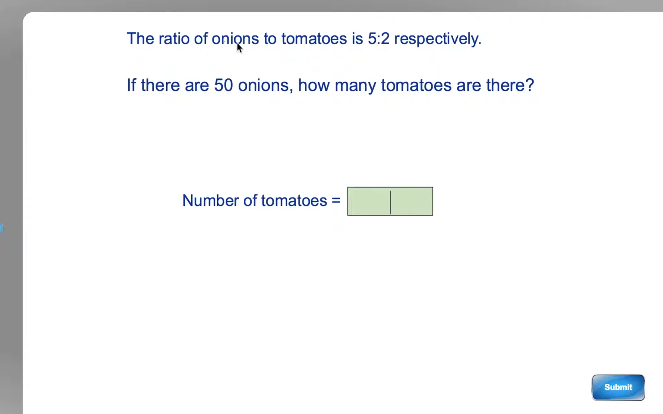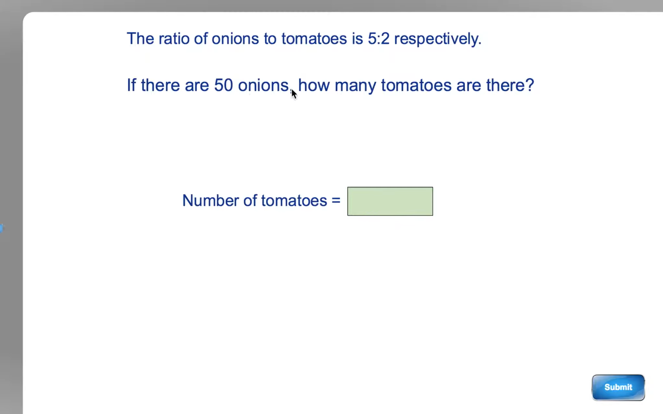That's telling you for every 5 onions, you get 2 tomatoes, because the word onions comes first, and that goes with the first number, 5, and then tomatoes comes second, and that goes with the second number, 2. That's what the word respectively means. It means in that order. So onions to tomatoes, 5 to 2, in that order.